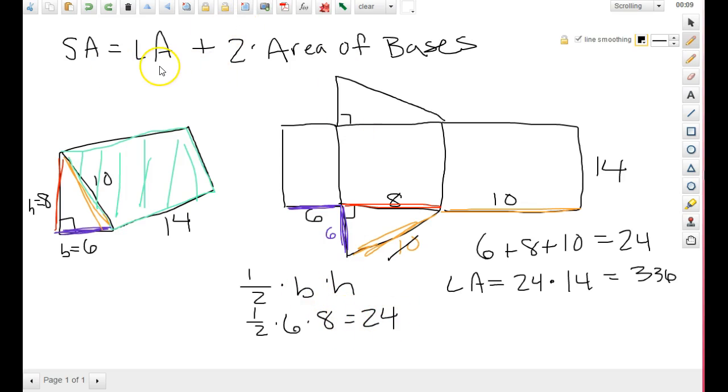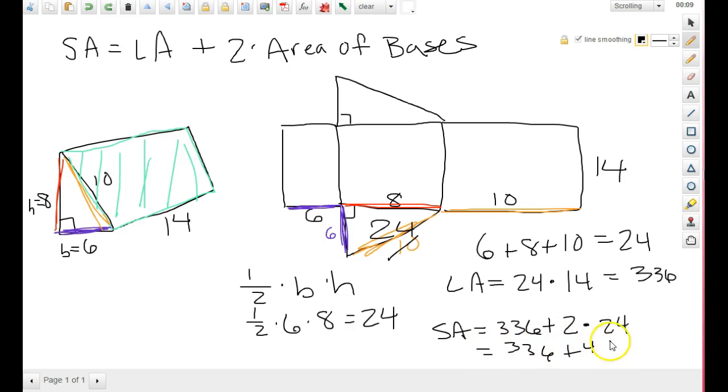So full surface area is the lateral area, which we found, 336, plus 2 times the area of one base, so 2 times 24 on this one. We only found that this was 24, but there's 2 of these triangles, so that's why I have to multiply by 2. So we get 336 plus 48, which gives a total surface area of 384. So that's how you find the surface area when you have a net.